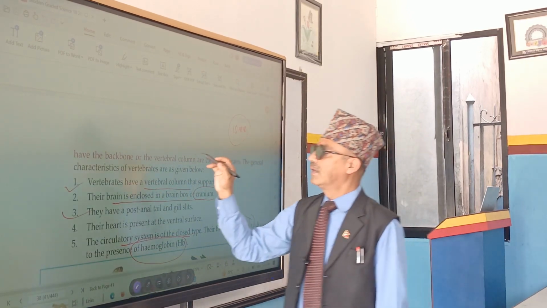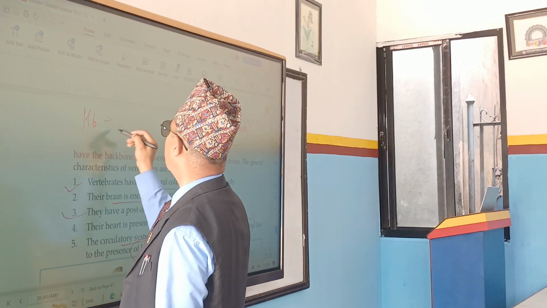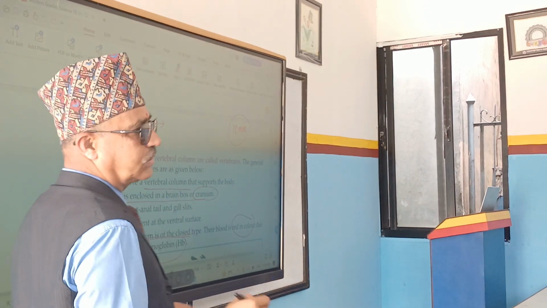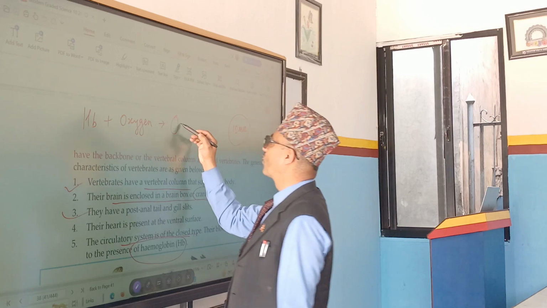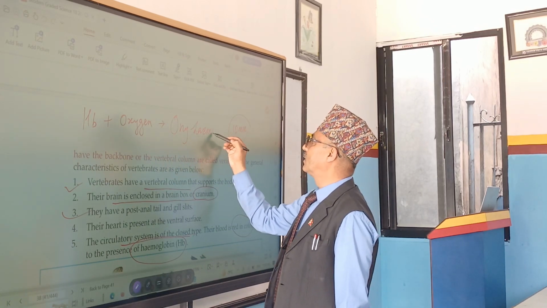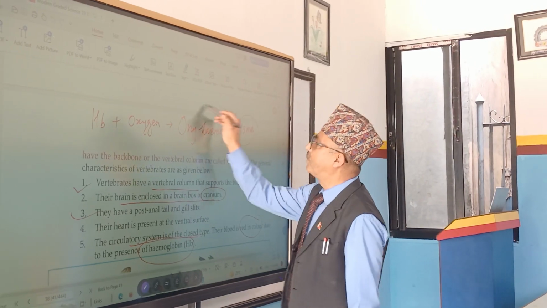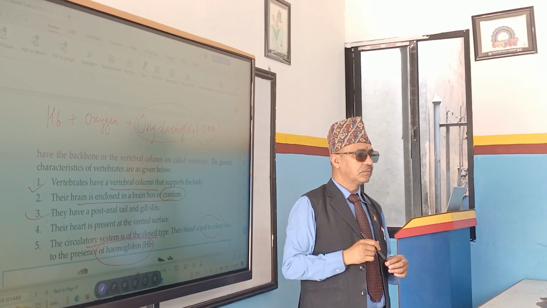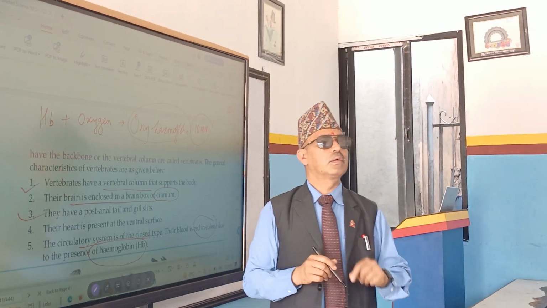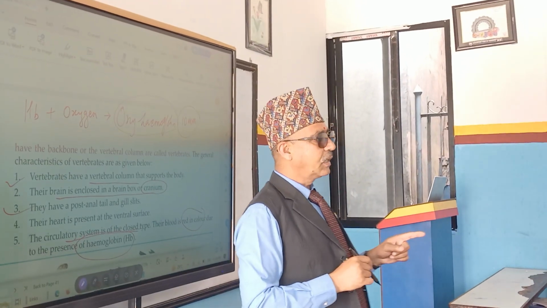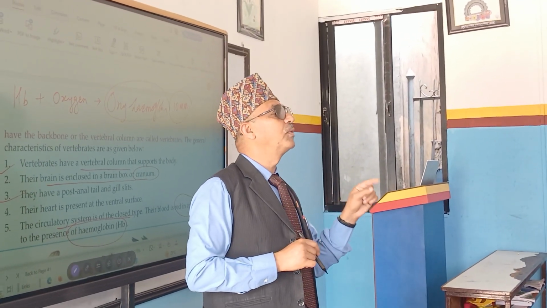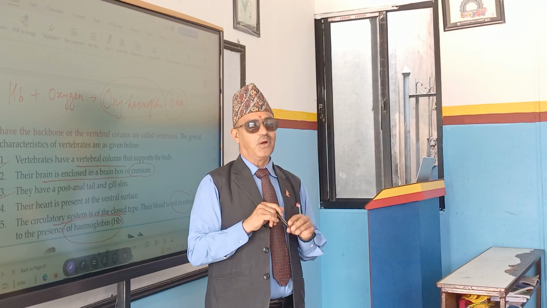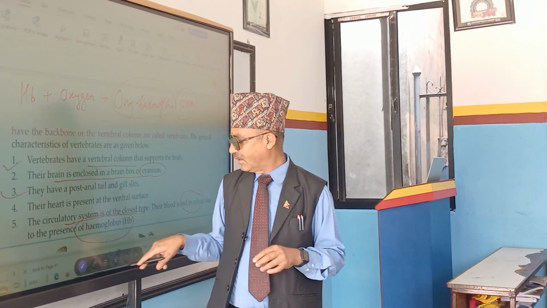Actually, when hemoglobin, Hb, reacts with oxygen, then it forms oxyhemoglobin. Because of this oxyhemoglobin, the blood becomes red in color. Yes or no? But in case of cockroach, there is also blood, white in color. Not WBC. There is no hemoglobin in the blood of cockroach. That's why it is white in color. Okay?